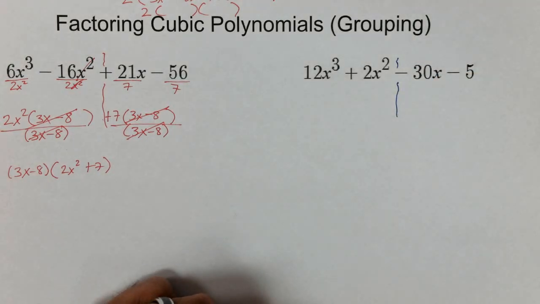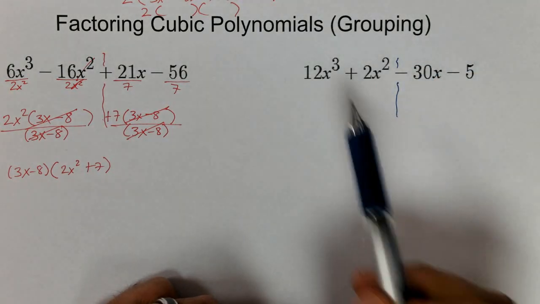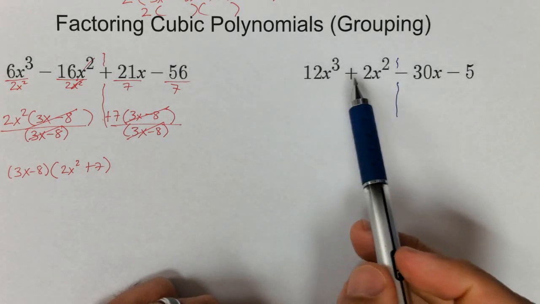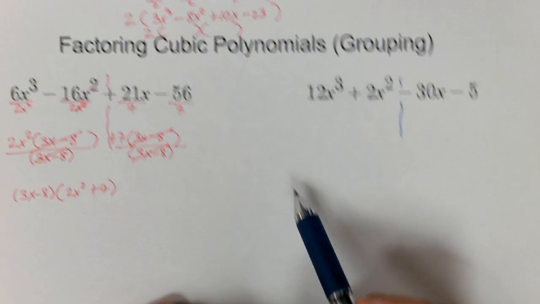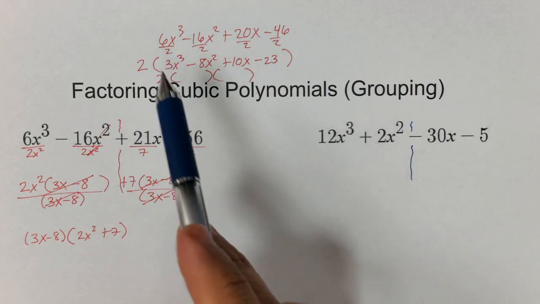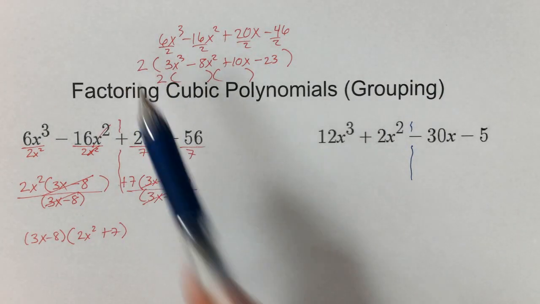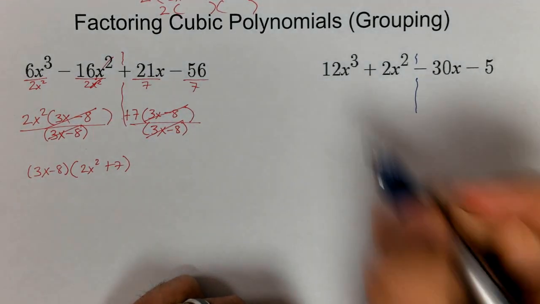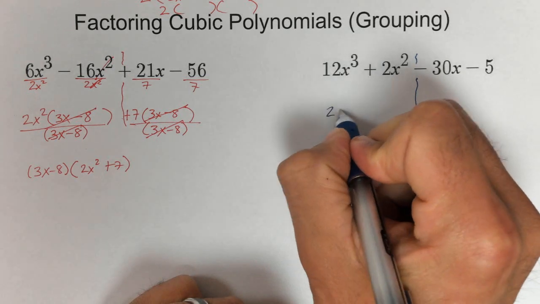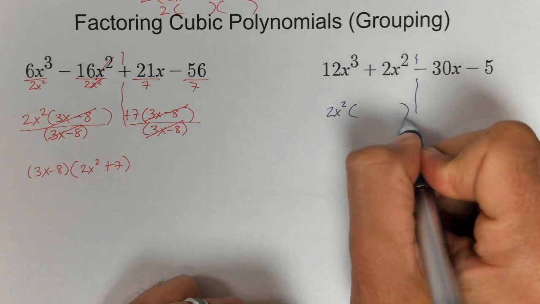Okay, on the left side, first of all, they're not all even numbers, or they're not all divisible by 5 or by 10 or by 3. So I don't have to factor out a 2 or a common factor to begin with. So they're both even. I'm going to take out a 2 and x squared from the problem.